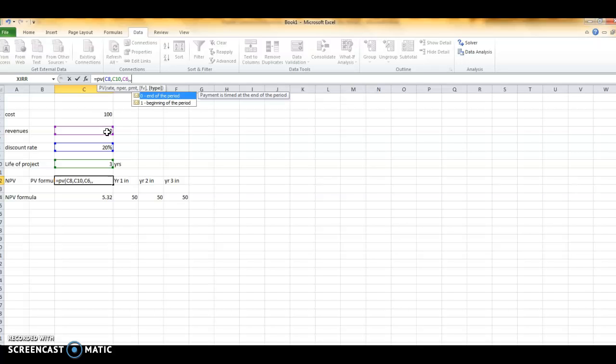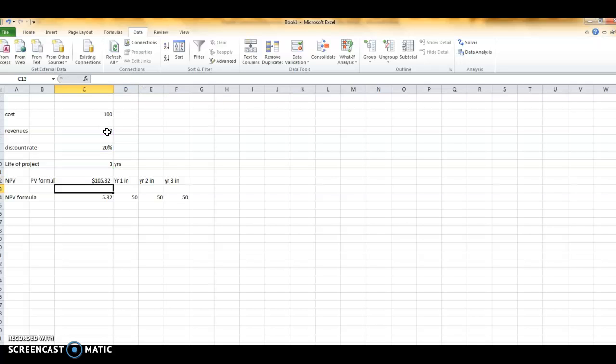Now, it asks me if I want to assume that the money is being received at the beginning of the period or at the end of the period. If you don't put anything here, Excel assumes that the money is going to be received at the end of the period, or you can type in a 0 if you want to, and close my argument out, and it tells me $105.32 is my present value because I haven't taken into consideration my cost. So if I then subtract out the cost of the investment of the $100, I get that the present value of the project is $5.32.